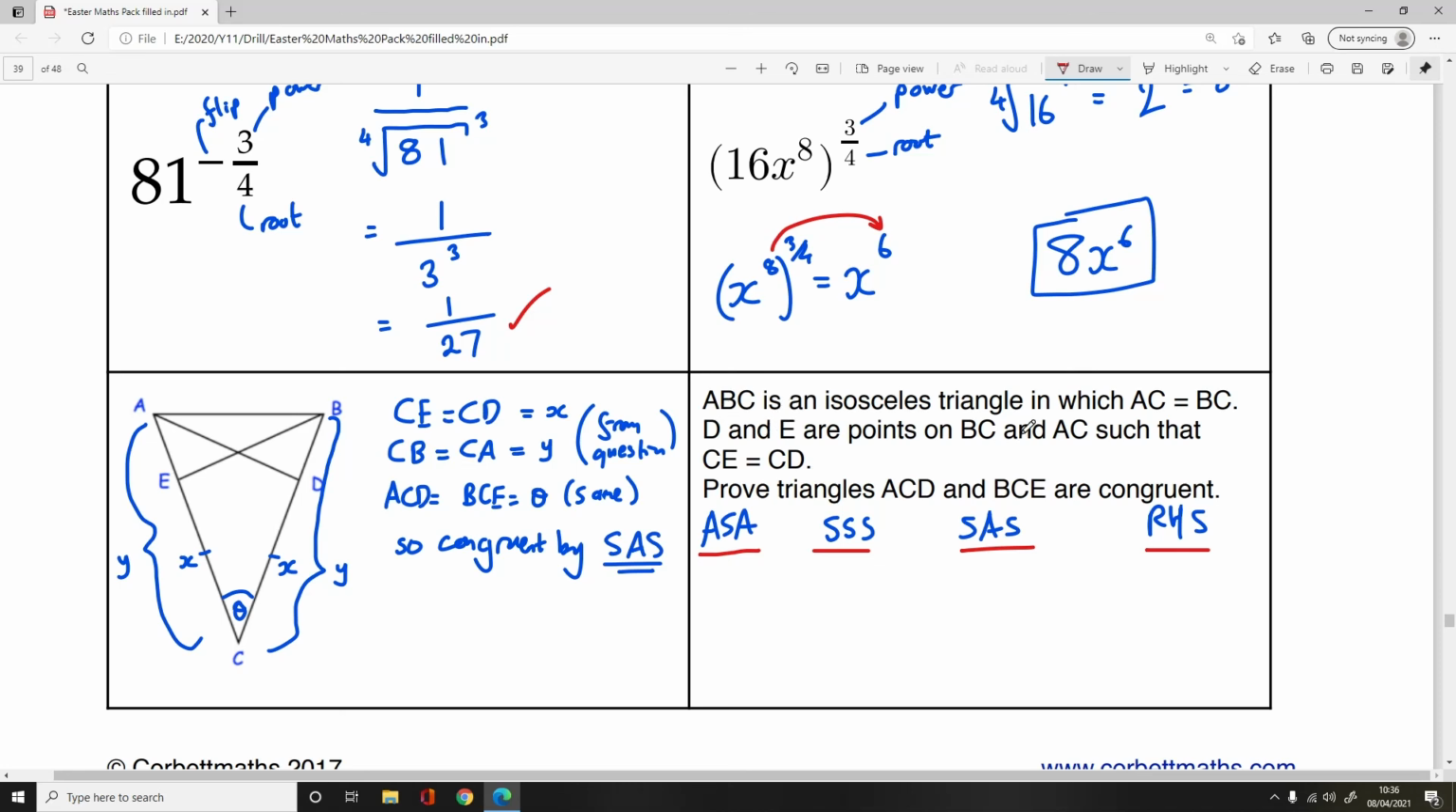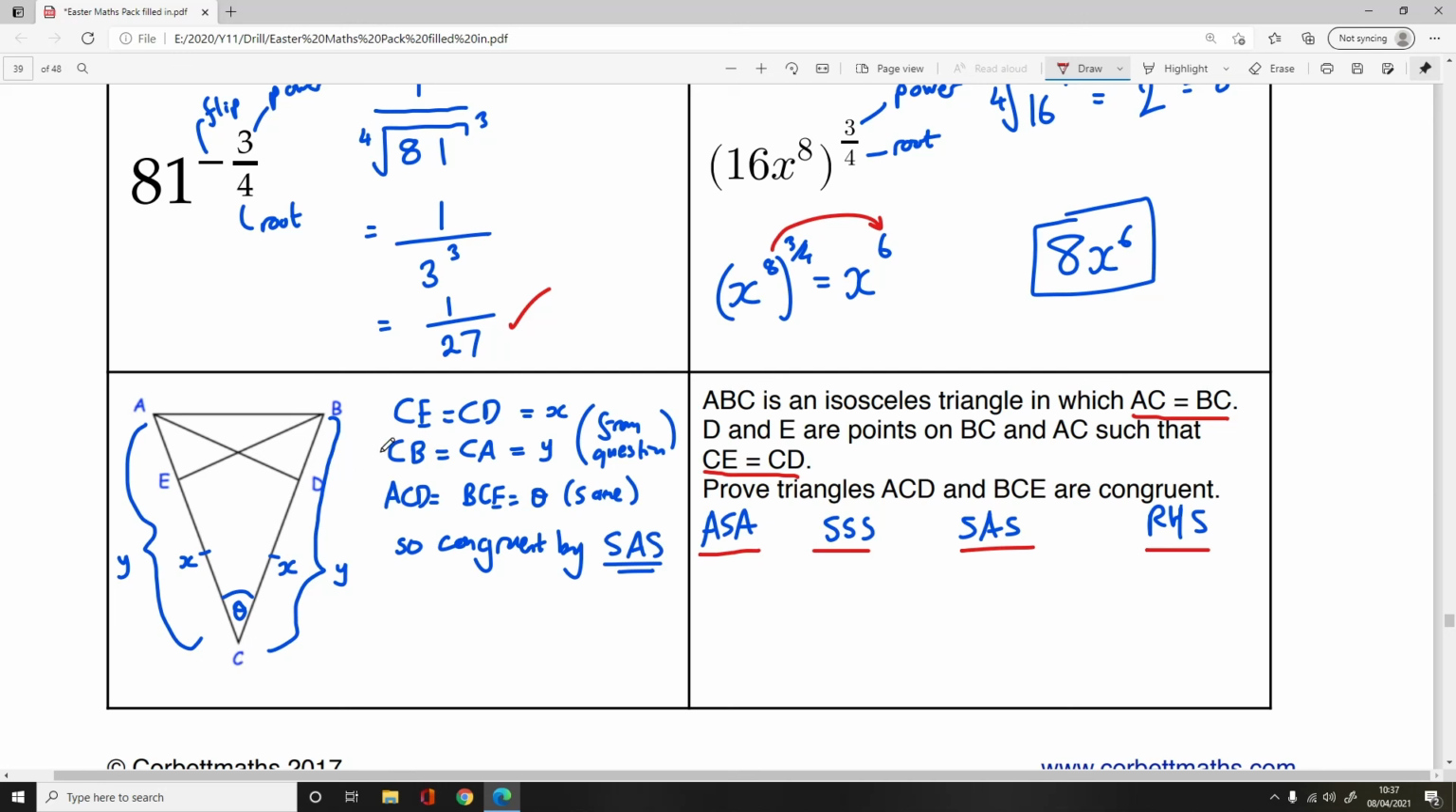It says ABC is isosceles, where AC equals BC. So I wrote that down. I wrote down AC is Y and BC is Y. Put that on my diagram. D and E such that CE is CD. So I said CE was X and CD was X as well. And you've basically got enough information at that point to do your congruency.